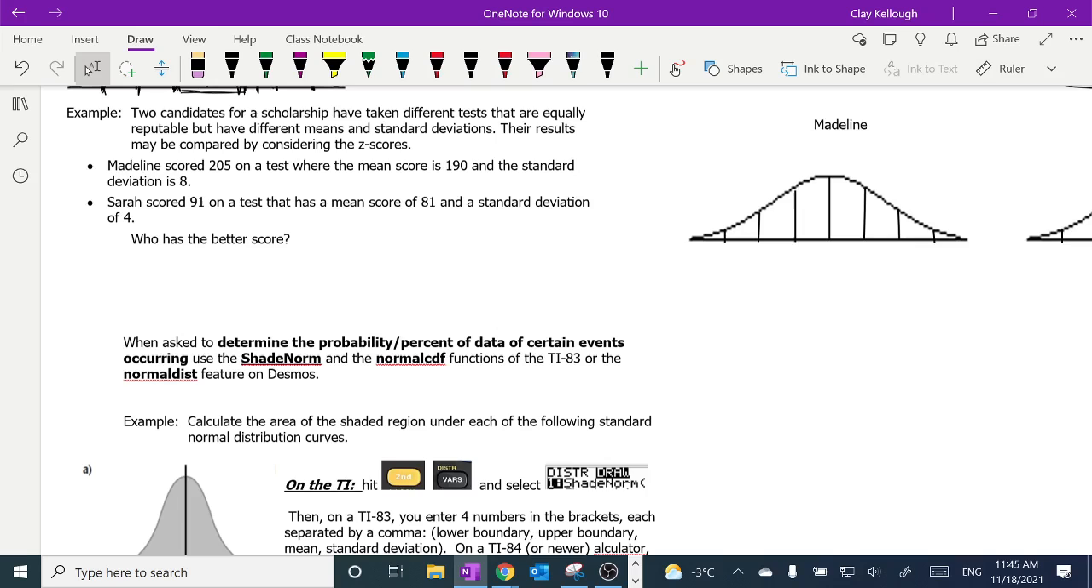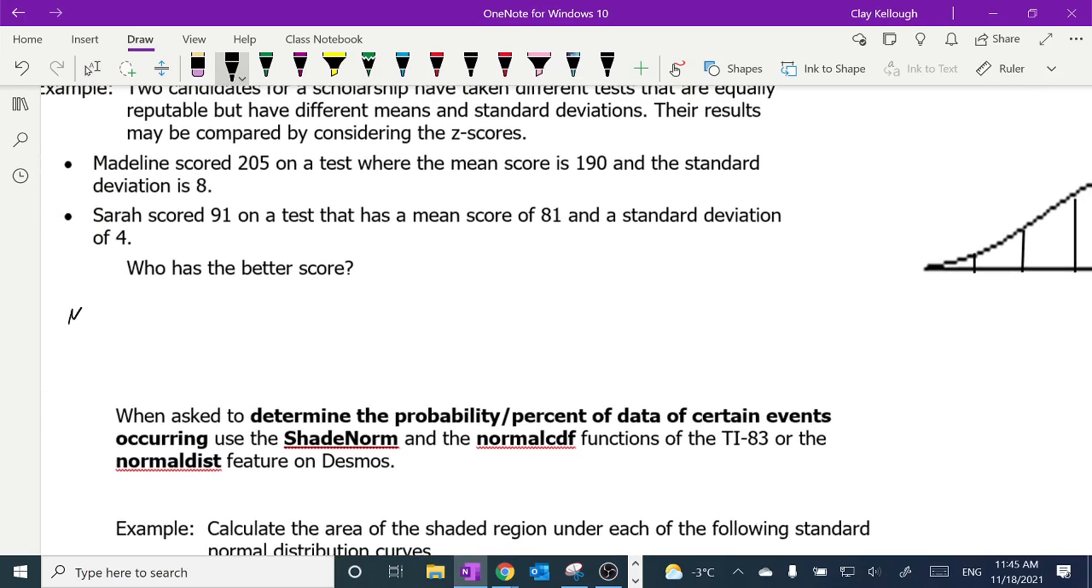Let's calculate the z-scores. So the z-score for Madeline is, let's use our new formula. It's x minus mu over sigma. So for Madeline, her z-score is, she got 190, that's her data point, minus the standard deviation. Wait a minute, have I got that upside down? I do, oops. See, this is why I have to look up formulas. I never remember them very well. X minus mu over sigma, that's better, thank you.